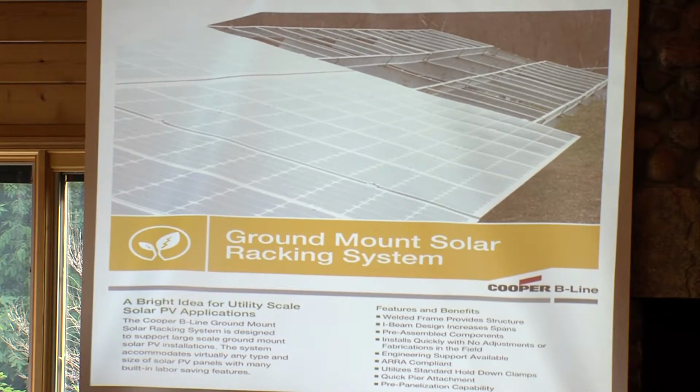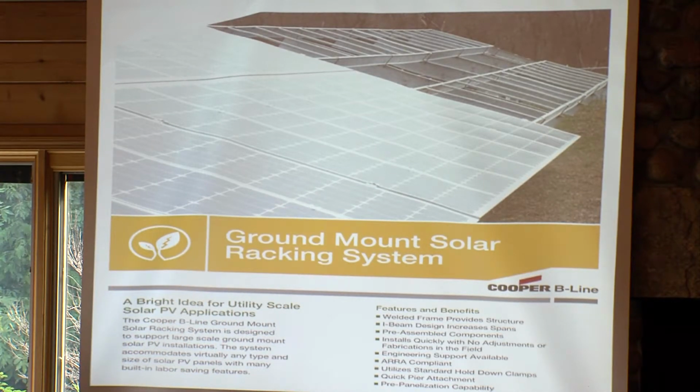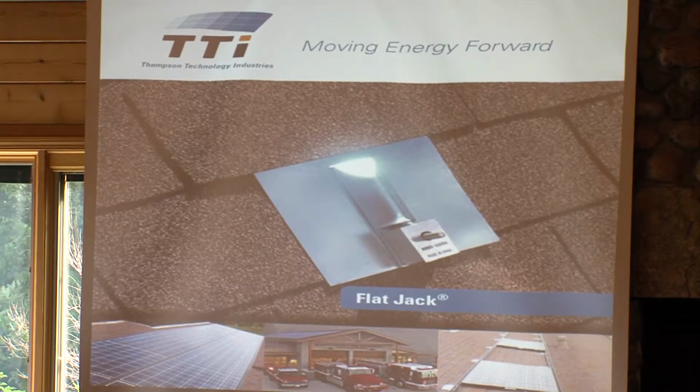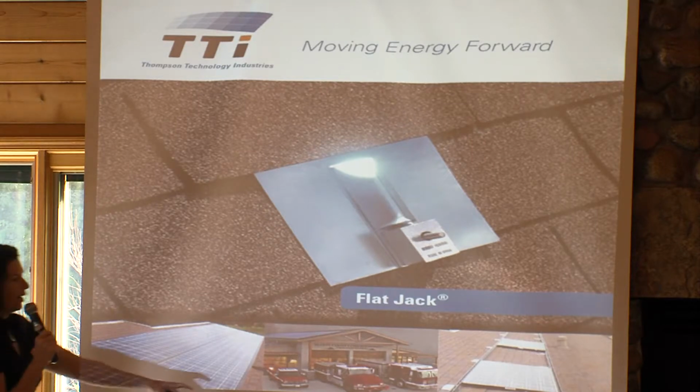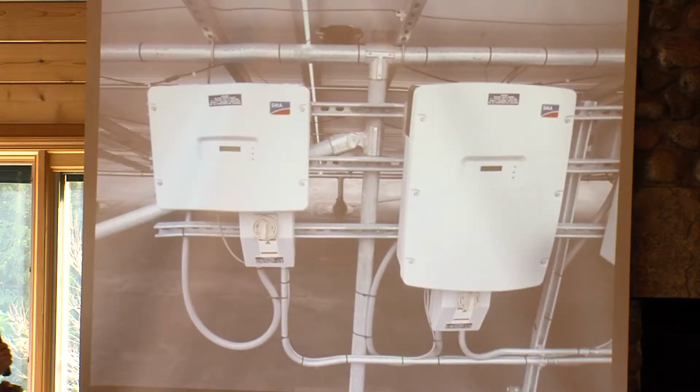Cooper Beeline, this is a ground mount solar racking system. This is what it looks like before they attach the solar panels up there. It's just a giant framework. This is what they look like once they are attached. Flat jack, this is a rack mounted system, as you can see down here on the roof.